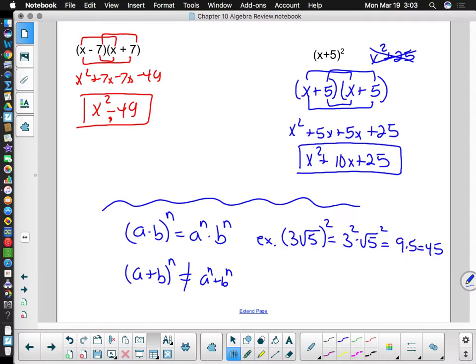Okay? So the rule that does apply, happy face for that, is a frown face down here. We cannot distribute an exponent over a sum or a difference. I can distribute an exponent over a product or quotient.